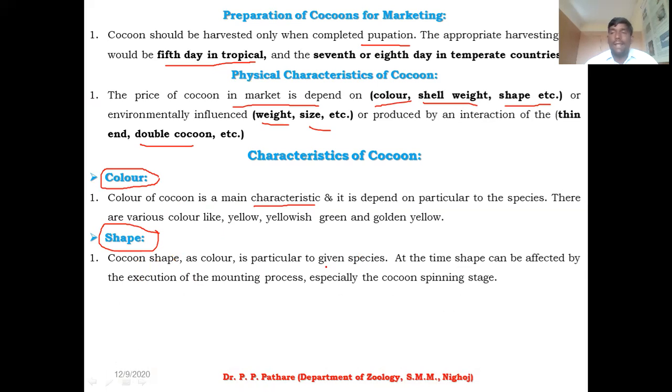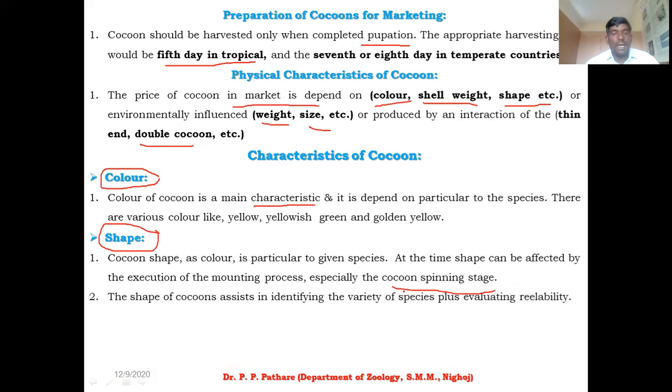But if you take some precautions during this period, you will get a good shape, a well-shaped cocoon. Overall, a whole-shaped cocoon gets a good price in the market. So you can try to maintain and provide proper conditions during the spinning of the cocoon, so ultimately you get a good shape or well shape in your cocoon.